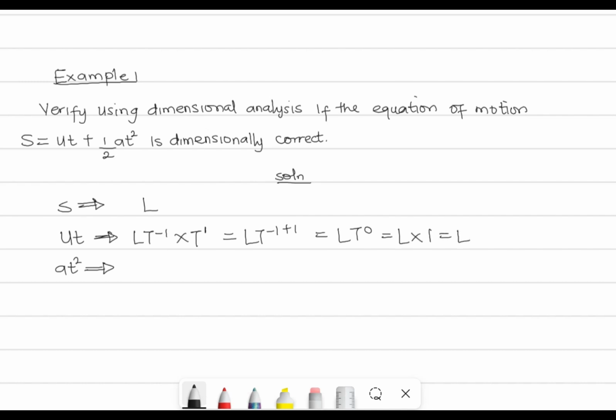And then we have at square. At square means acceleration times time square. Acceleration is LT minus 2, then times time, which is t raised to power 2. This will eventually give us LT minus 2 plus 2, and so this is LT raised to power 0, which is L. So at the end of the day, these three quantities have L, L, and L. So it is dimensionally correct.